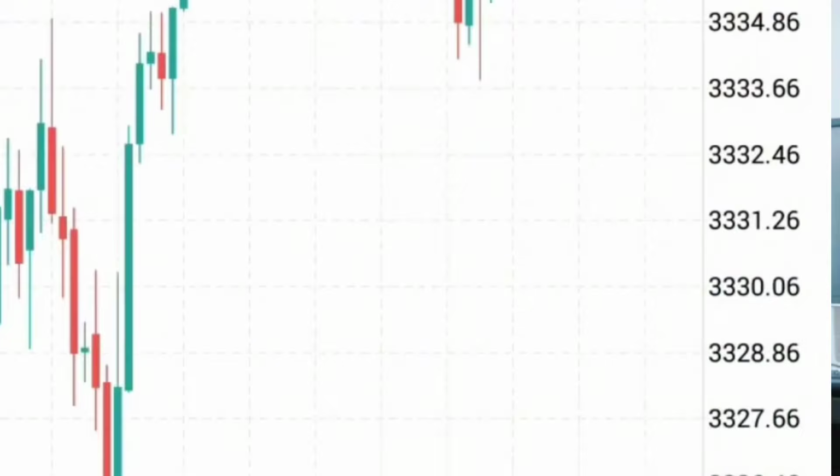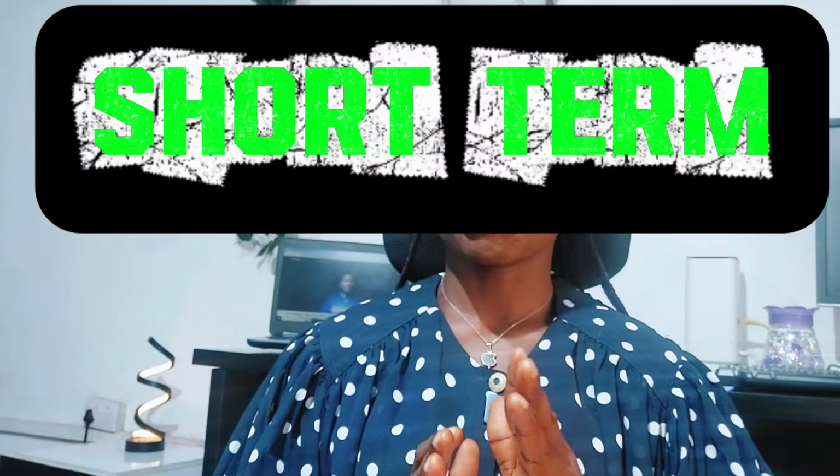Now, M15 or 15 minutes time frame is used for short-term trades as well, but you can compare it to the 1 minute time frame. You can use it to understand the trend of the market maybe within the next 30 minutes to 1 hour, so that when you place a trade within 30 minutes to 1 hour or maximum 2 hours, your trade should have gotten to its destination. You would have either made profit or loss.